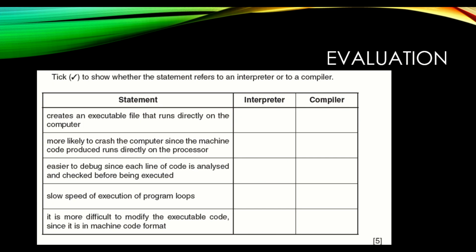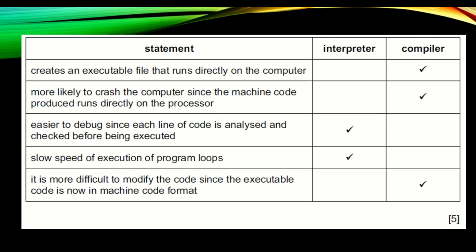More likely to crash the computer since the machine code produced runs directly on the processor. Easier to debug since each line of code is analyzed and checked before being executed. Slow speed of execution. More difficult to modify since it is in machine code format. So these are the answers for 5 marks.